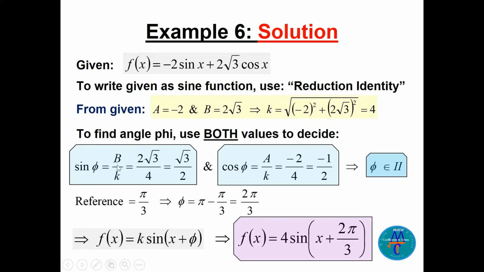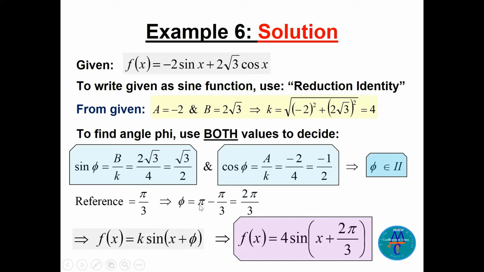Now let's find phi. Sine of phi will be b over k. B is 2 square root of 3 divided by k, which is 4, so it will be square root of 3 over 2. See, this one is not enough to tell you what phi is. There are possibilities here. Sine positive, it can be in quadrant 1, it can be in quadrant 2. Now when we find cosine of phi, which is a over k, it is minus half. See, the cosine of phi is minus half. Sine of phi is square root of 3 over 2. Then we know phi is in quadrant 2 for sure. Now the reference angle here is pi over 3.